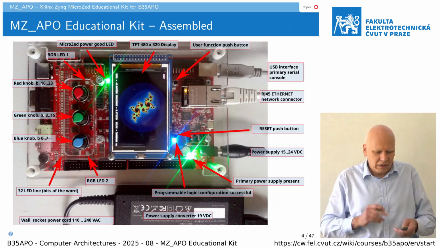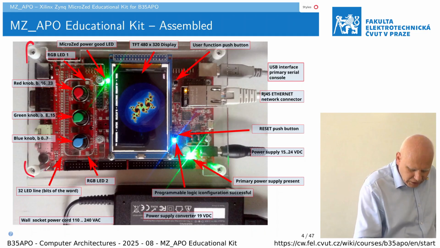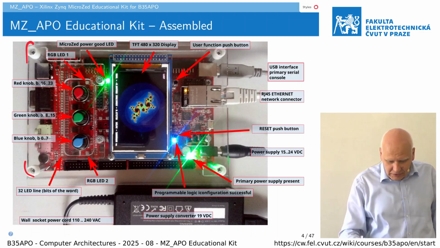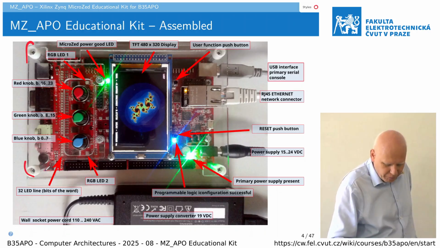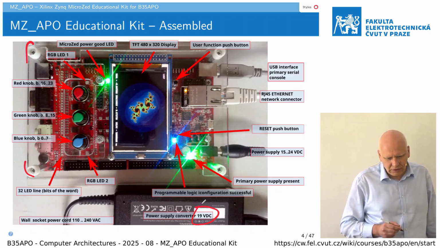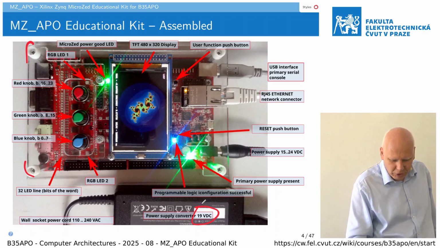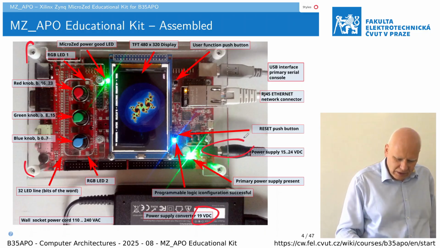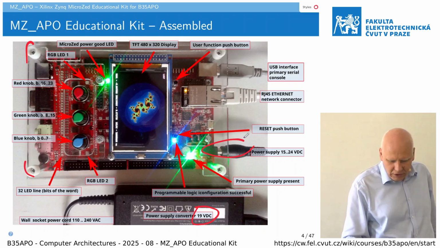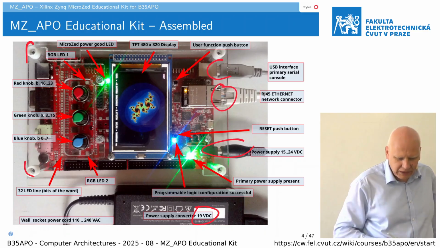It is enclosed in a plexiglass enclosure, and each computer system needs some power supply. So you will get a 19 volts DC power supply, the same as for some laptops. It is connected here to the kit. Then the kit can communicate with the external world through USB and Ethernet.